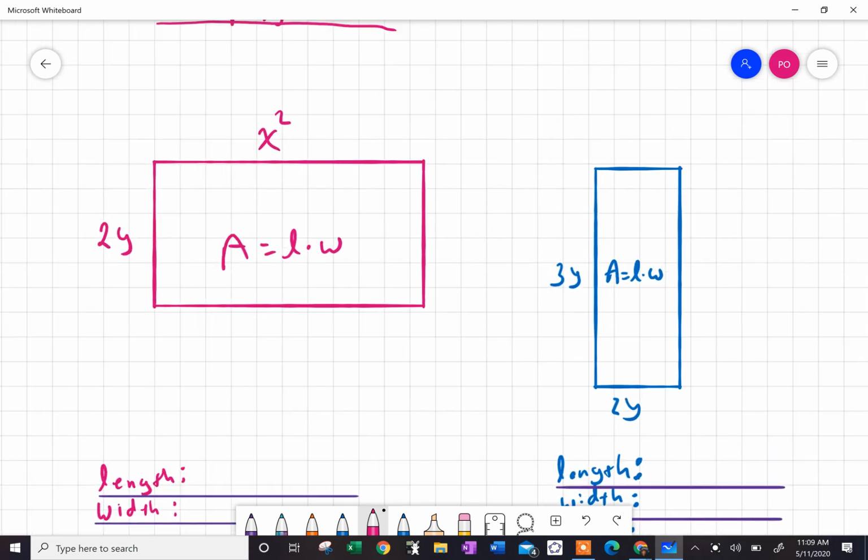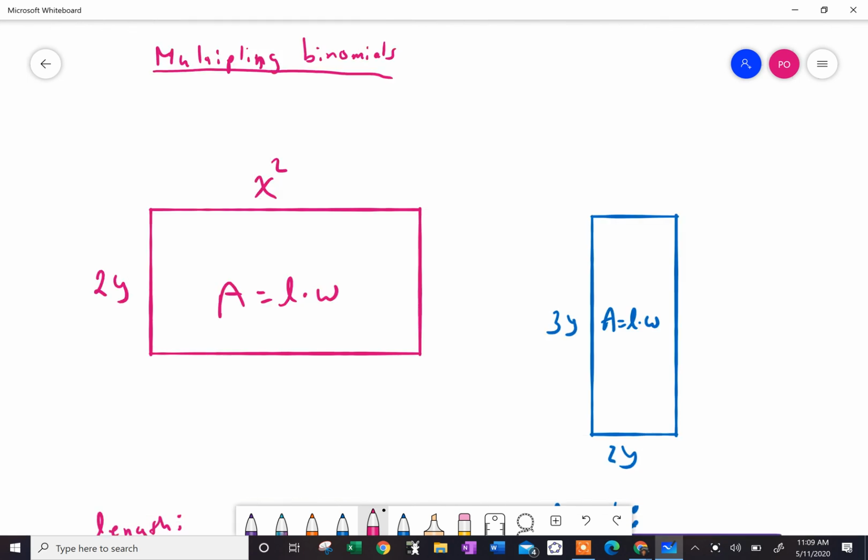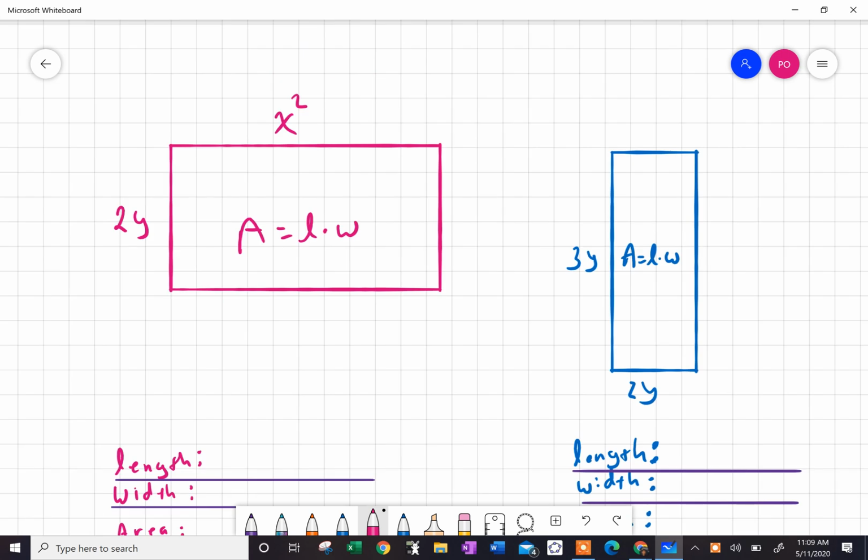So I'm going to do a quick video on multiplying binomials. And in order to do that, before I do that, I'm going to start with a quick recap of multiplying terms and things like that.